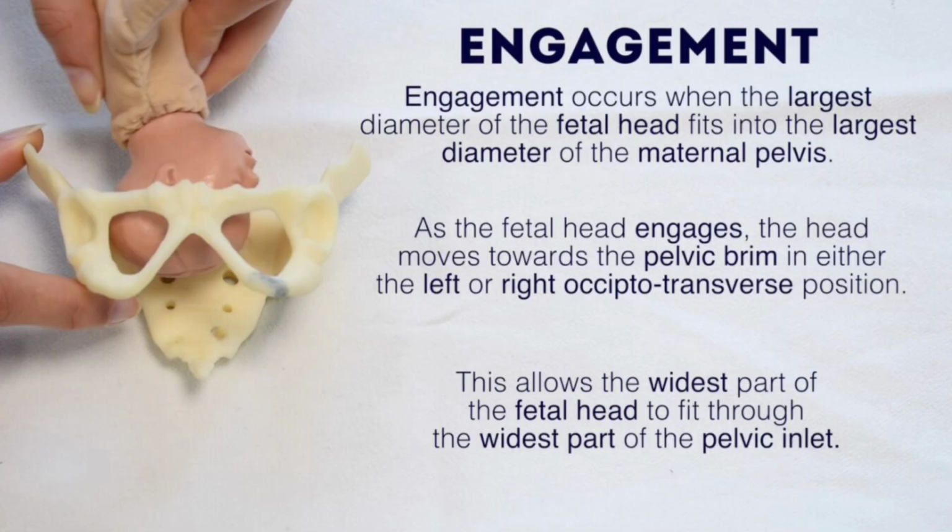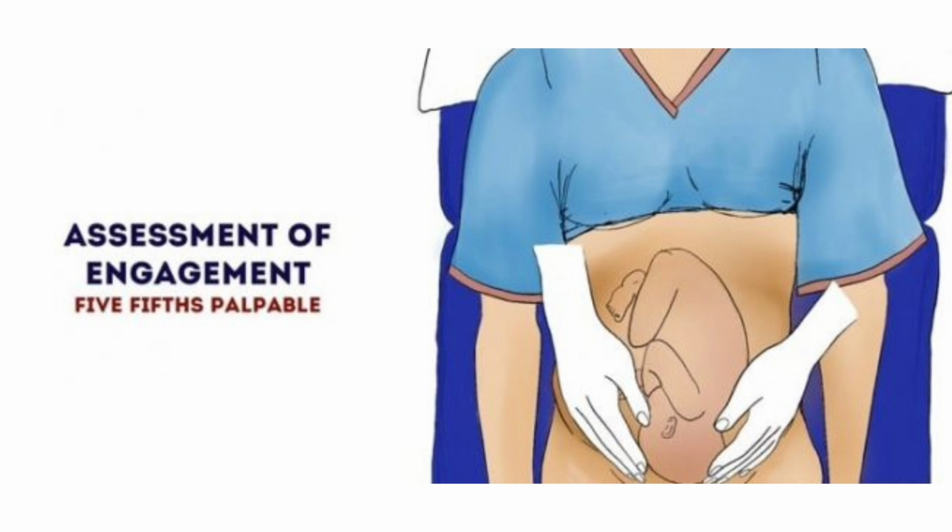Our second mechanism is engagement. What will happen in the engagement? The largest diameter of the fetal head descends into the maternal pelvis. So this is the engagement. How can we identify the engagement? During abdominal palpation, we can identify whether the fetal head is engaged or not. So this is about engagement.